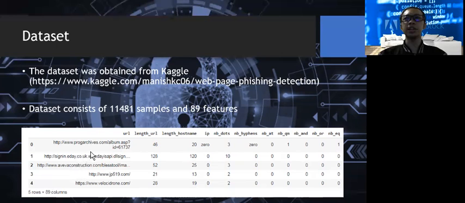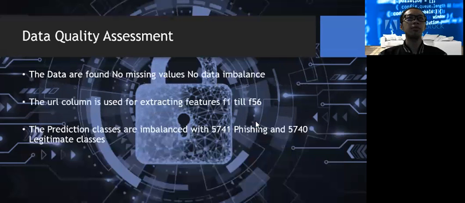The feature URL is the name of the URL, and the label identified by the author is phishing or legitimate. The length URL is how many characters are in the URL, and then length hostname, IP, nb dots, nb hyphen, nb at, nb QM, etc.